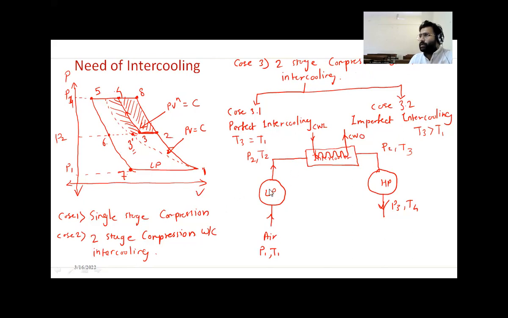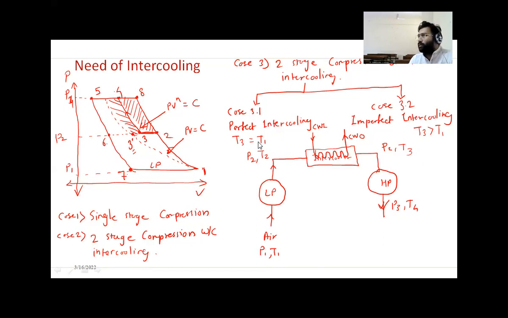This is a low pressure compressor, intercooler, and high pressure compressor. We have P1 T1 intake. Here we have P2 T2. It is cooled to T3, and then it is compressed to P3 T4. Okay, similar to the previous one. Now in perfect intercooling, the outlet temperature of compressed air after the intercooler, that is T3, is equal to T1.